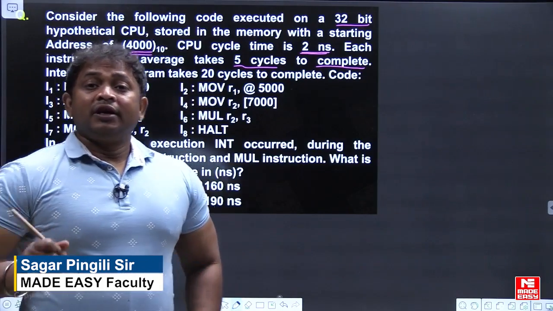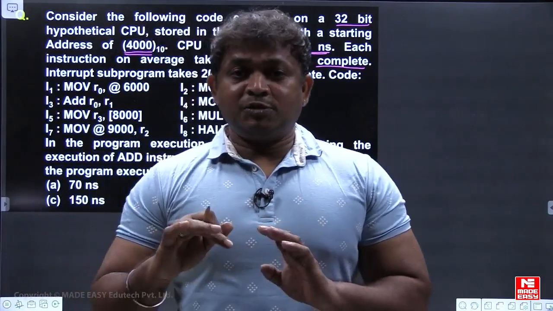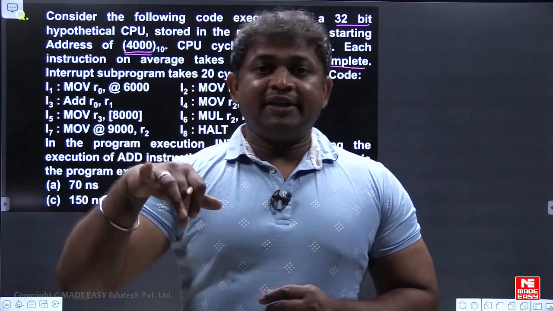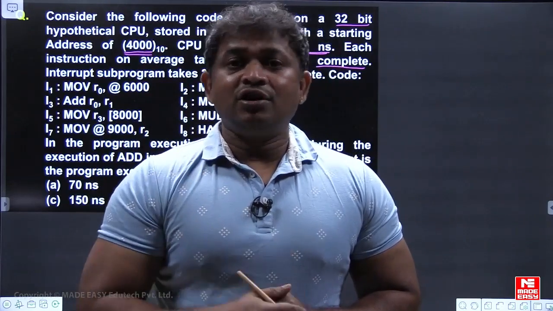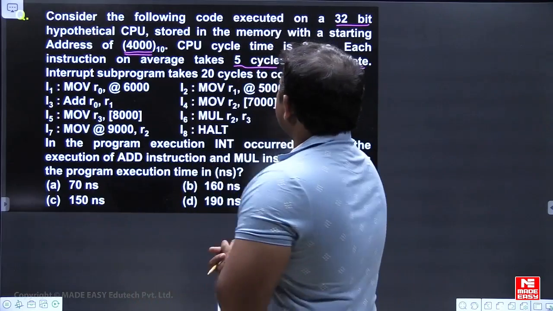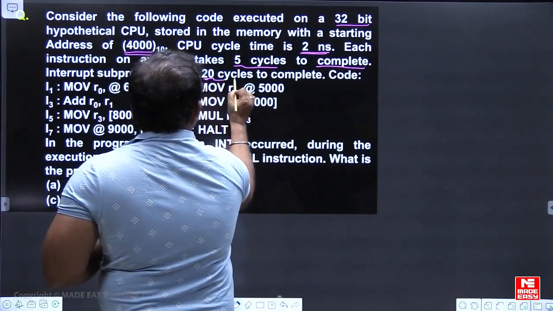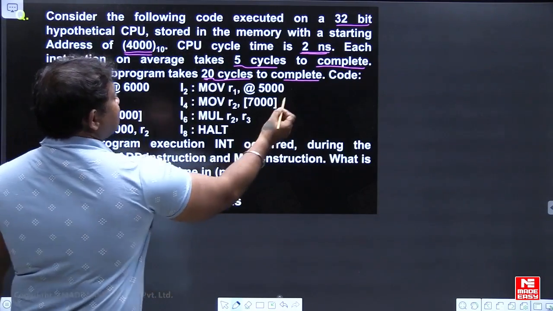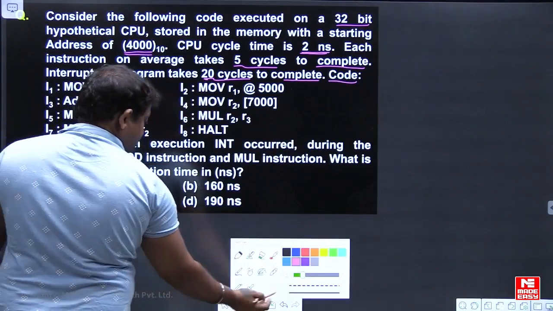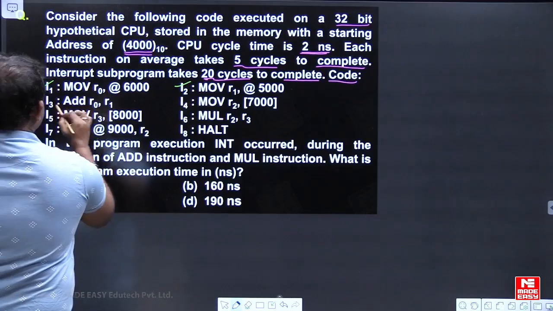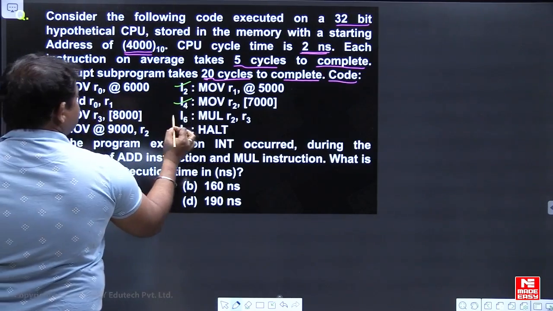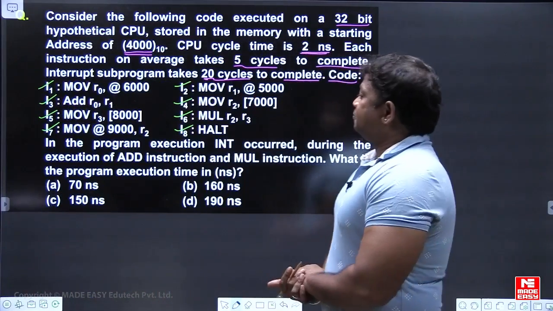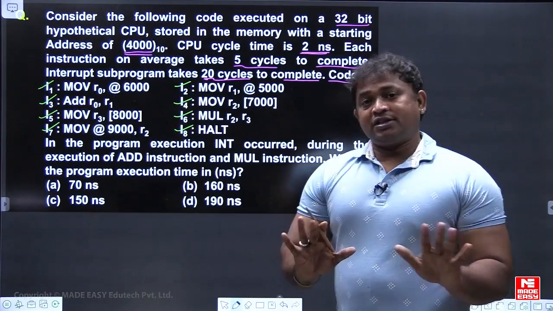So in this question, instruction execution time is already given irrespective of addressing modes. Addressing modes do not matter, because the question itself says that on average each instruction takes 5 cycles to complete. Interrupt subprogram takes 20 cycles to complete. This is the code given: I1, I2, I3, I4, I5, I6, I7, I8. So a total of 8 instructions are present in the program, and every instruction takes 5 cycles.